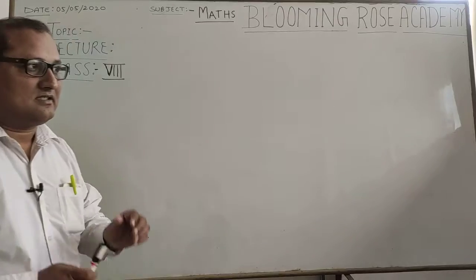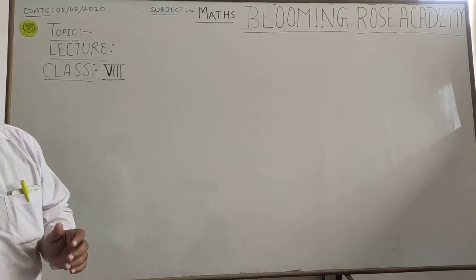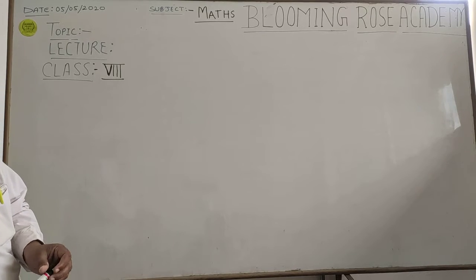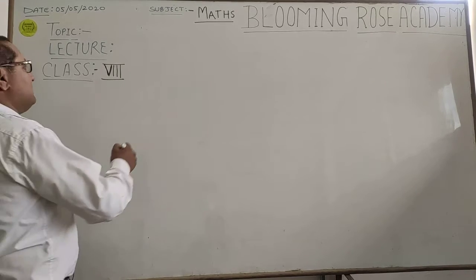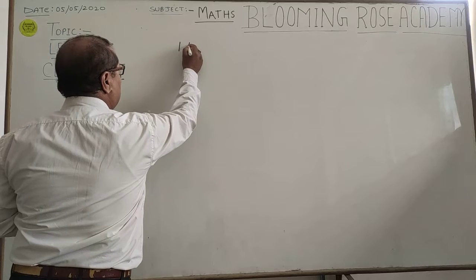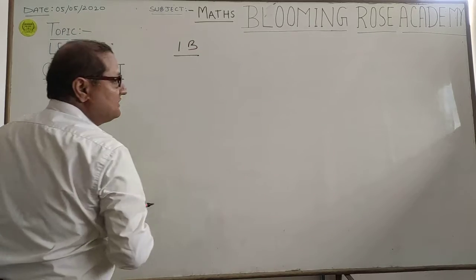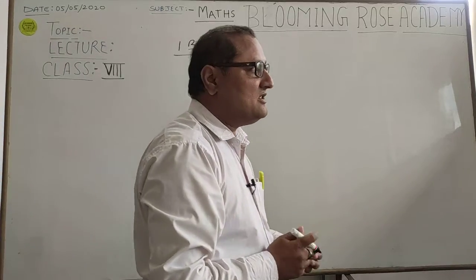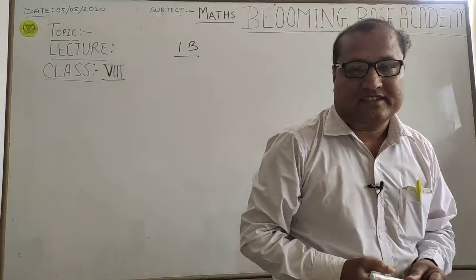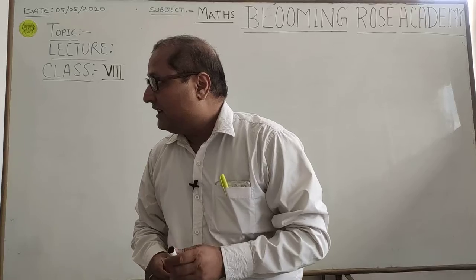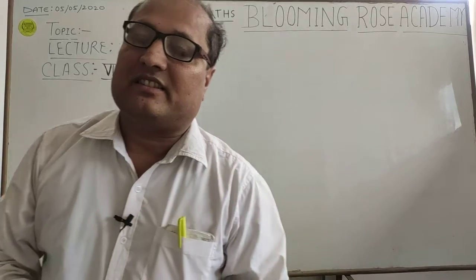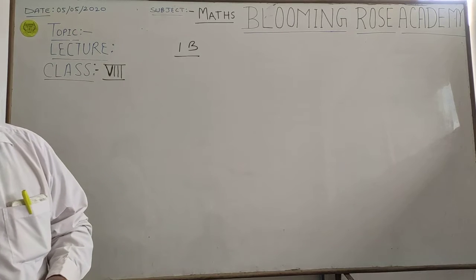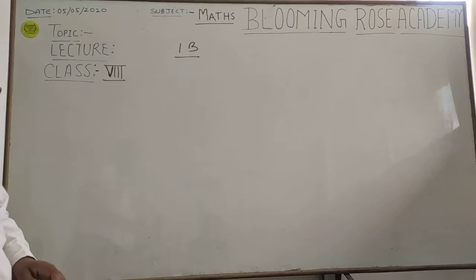Class 8. Just the previous day we solved Exercise 1A. Now we are going to start Exercise 1B. In Exercise 1B we have to discuss the representation of rational numbers on the number line. How can we represent rational numbers on the number line? Question 1 and question 2 are about that.